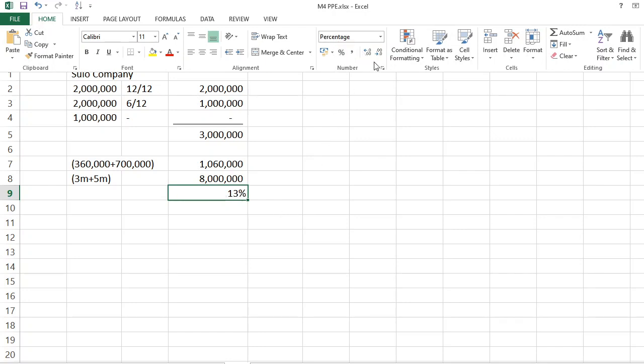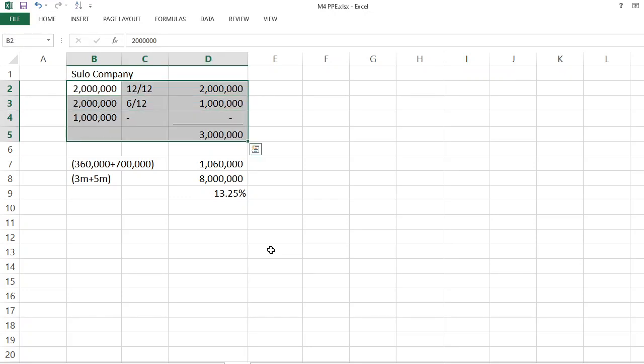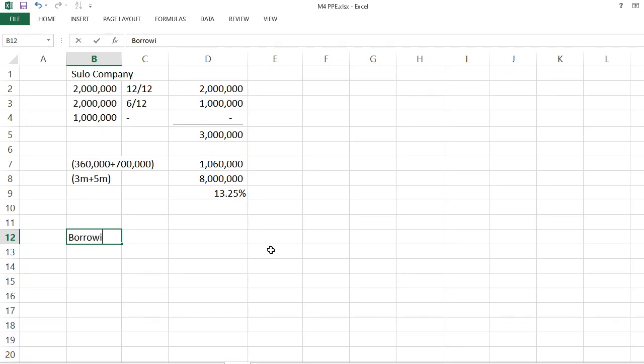13.25. Ano na lang nato. 13.25% ang ato ang gamiton in the computation of the borrowing cost. So, again, first, what we did, we get the average amount of the expenditure na atong nagamit throughout the year. And then, we would like to get as well the interest rate in the average. So, that's interest divided by the principal, total interest divided by the total principal. So, we get 13.25. So, we are now going to proceed with the computation of our borrowing cost.